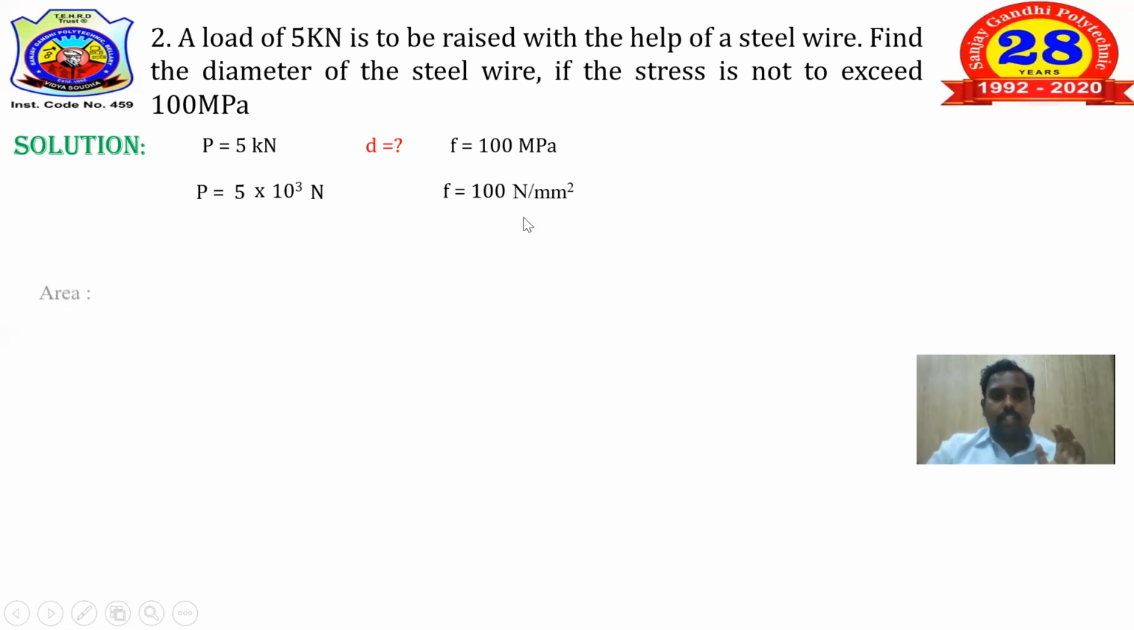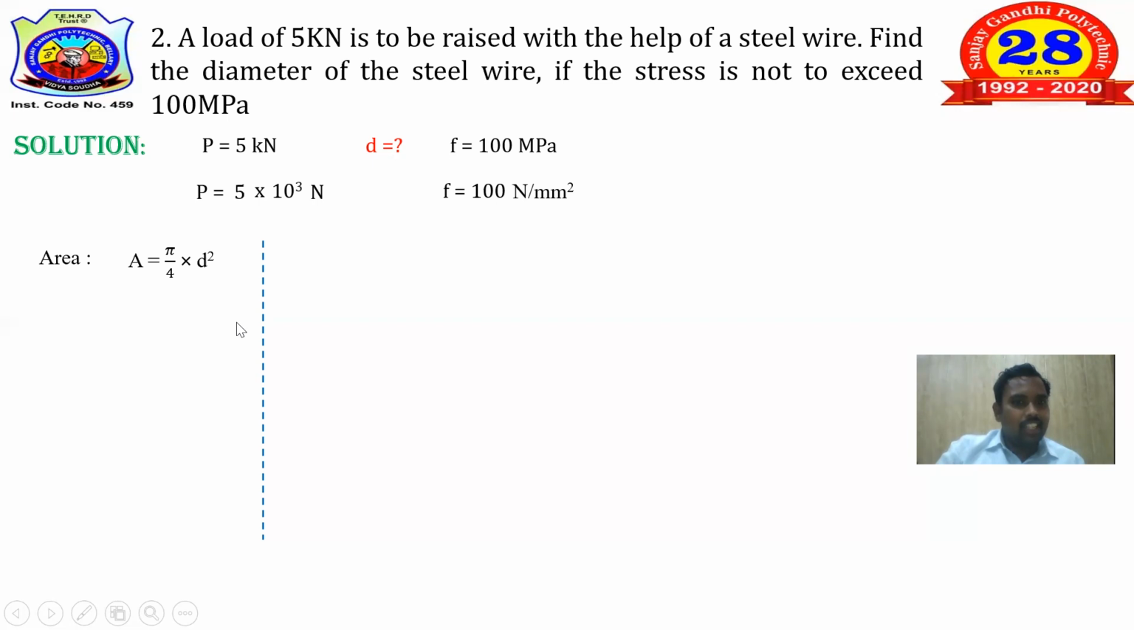Okay, done. As usual, first step, we need to go for area. A equals pi by 4 into d square. As usual, again cross check: can we solve for area or not? With this analysis, is there only one unknown parameter? No, there are two unknowns. So, students, you need to be very careful.